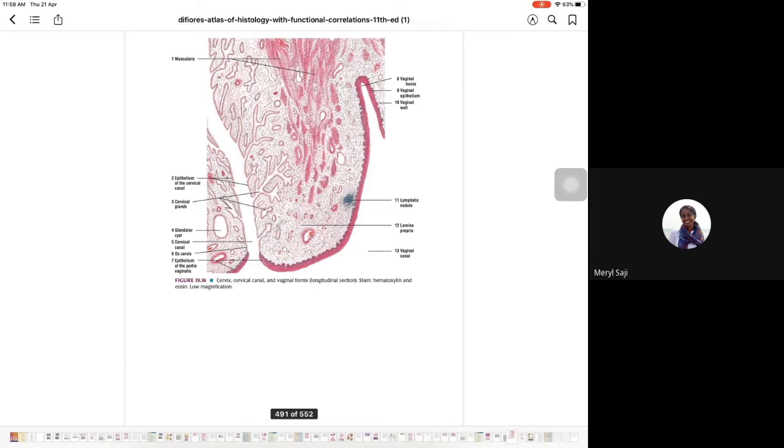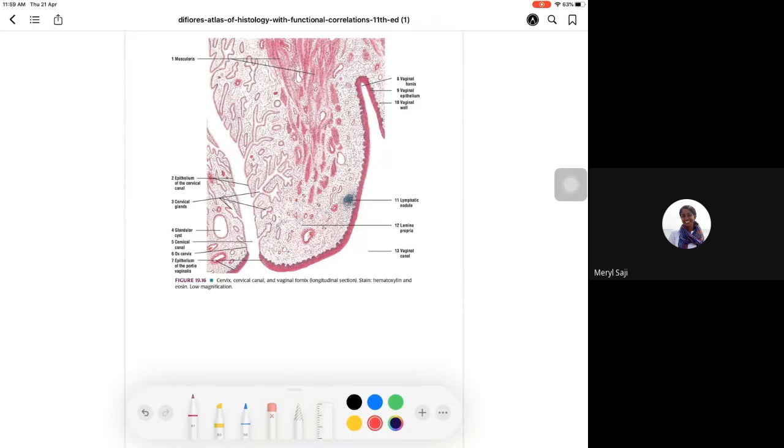Muscularis, epithelium of cervical canal, cervical glands, glandular cyst, cervical canal, os cervix, epithelium of the portio vaginalis, vaginal epithelium, vaginal wall, lymphatic nodule, lamina propria, vaginal canal. So if you want to continue for anatomy sake, this will be the vaginal canal.